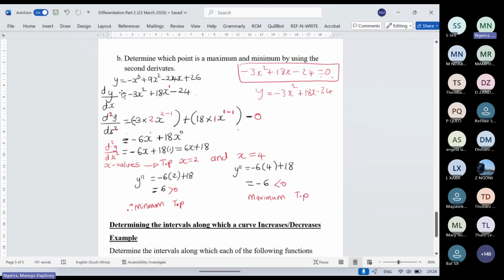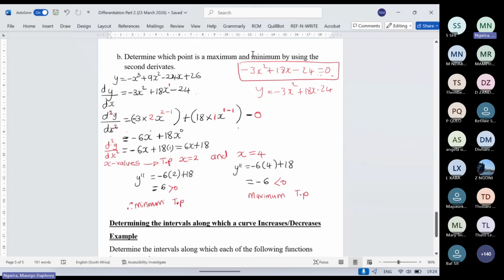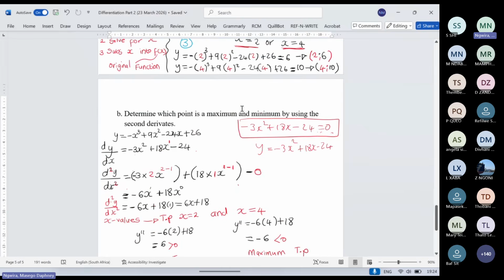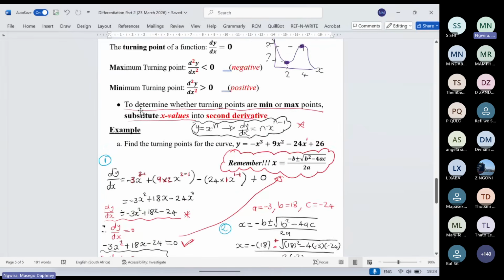The question of number B says, determine which point is maximum and minimum by using the second derivative. And then it says here, to determine whether turning points are minimum or maximum points, substitute the x values into the second derivative. X values of what? Of the turning point. Into the second derivative. So I'm saying to you, take this.